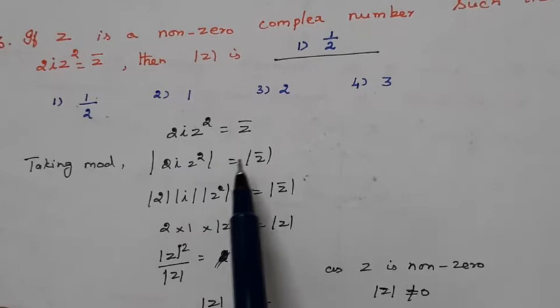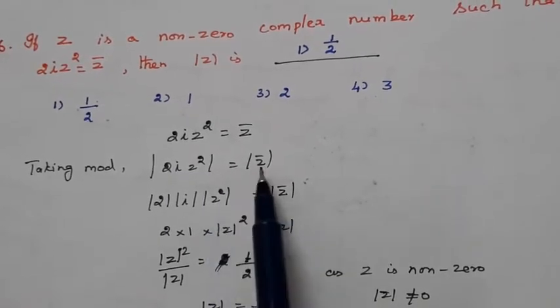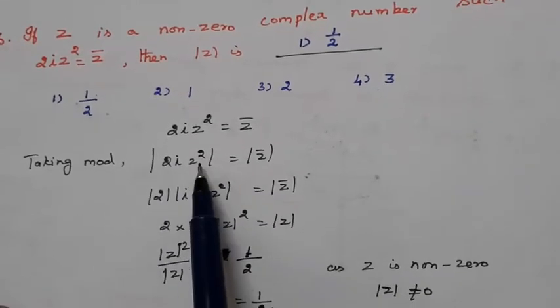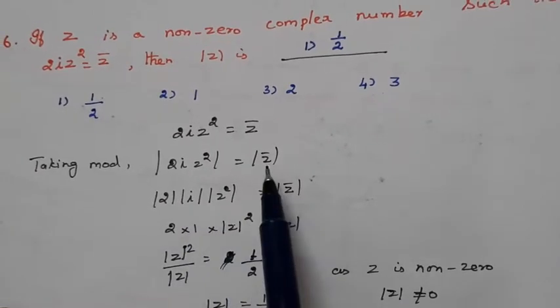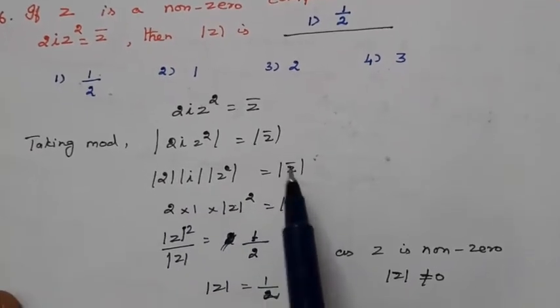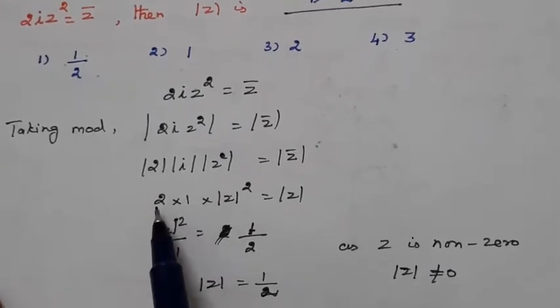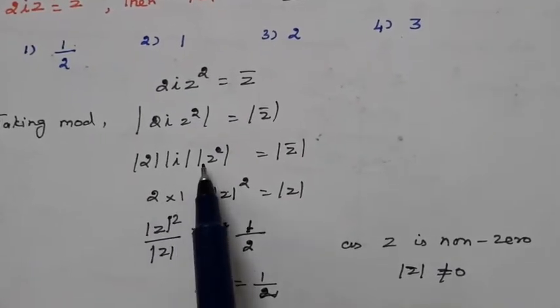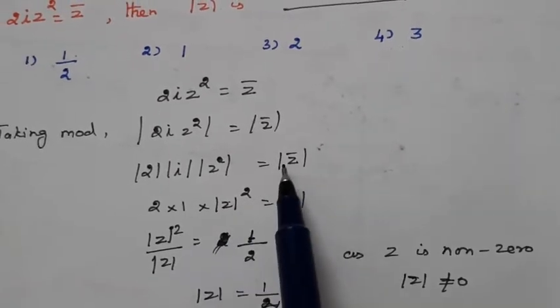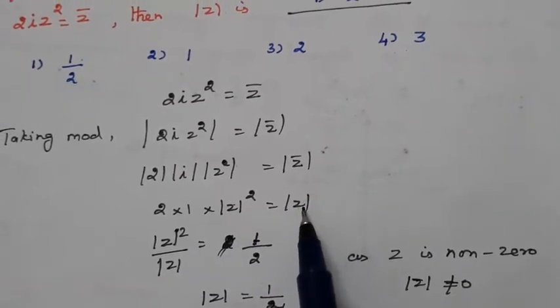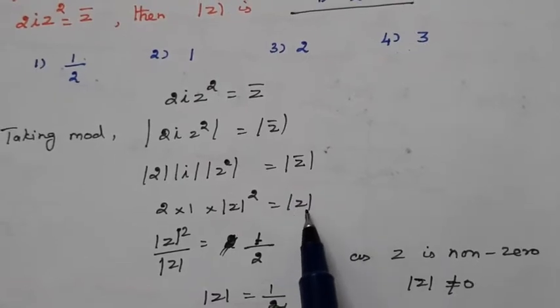So let us take modulus on both sides. Modulus of 2i z squared is equal to modulus of 2 into modulus of i into modulus of z squared, and on the right hand side modulus of z bar. Then 2 is a real number, its modulus is 2, modulus of i is 1 and modulus of z squared is modulus of z to the whole square, and modulus of z bar and modulus of z being the same, we can replace it by modulus of z.